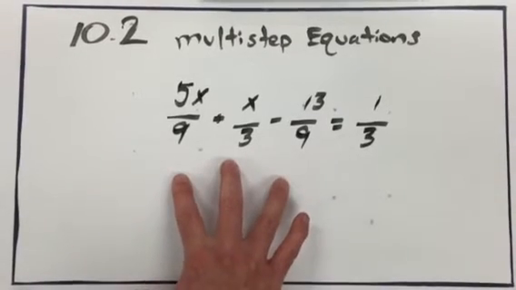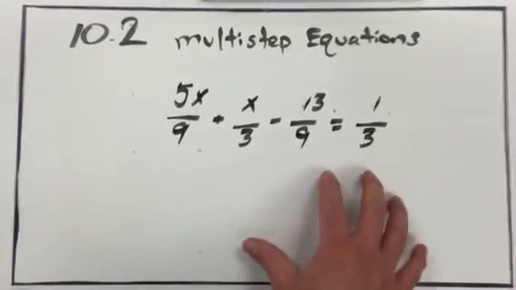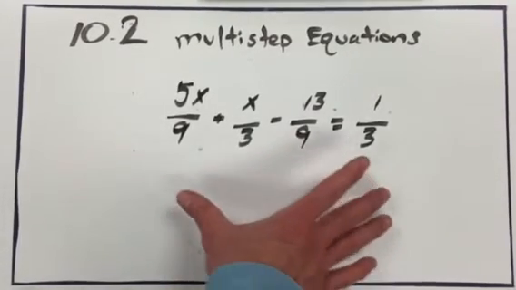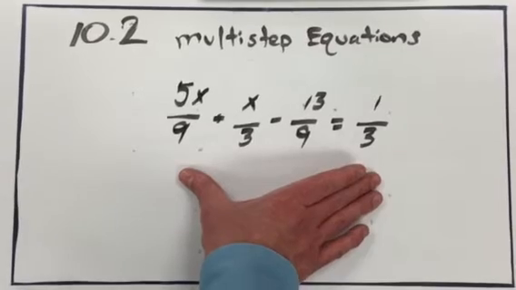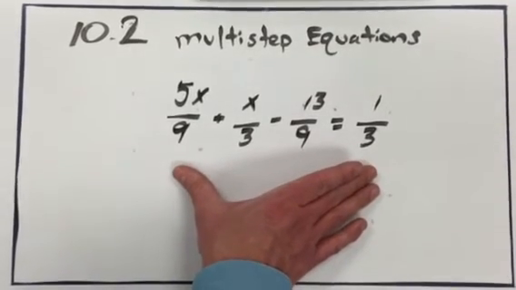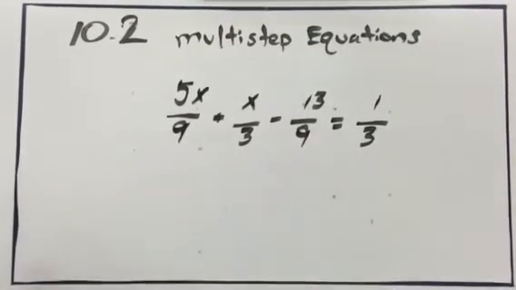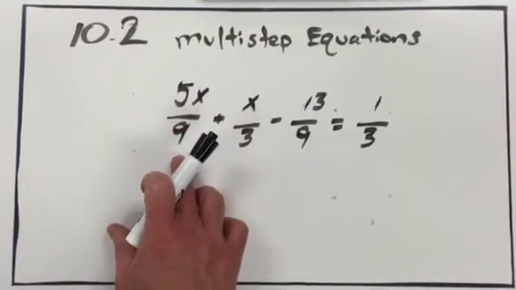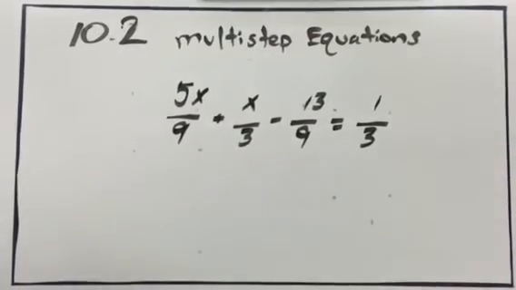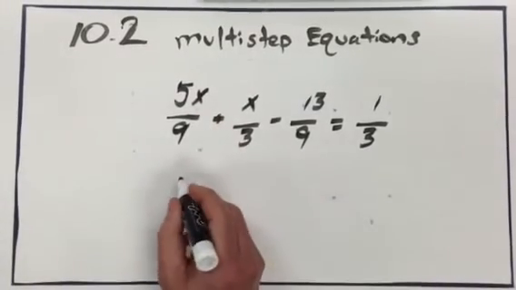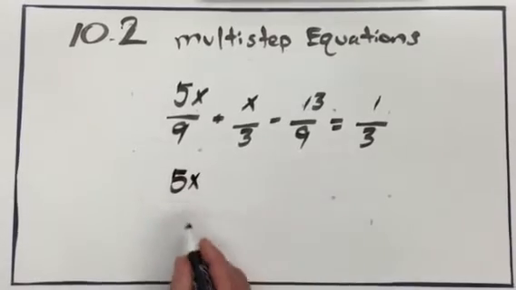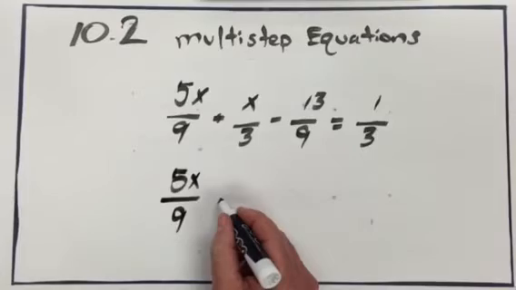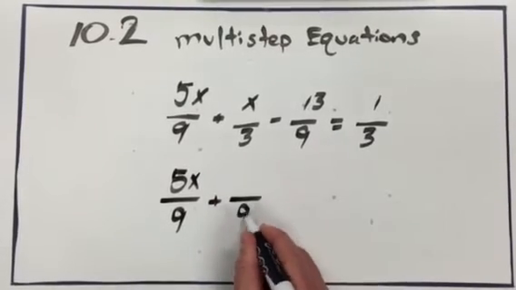But we can change this so the denominators are the same. So we're finding a common denominator. And it may already pop out to you that the common denominator for this will be 9. So every fraction that already has a 9 for the denominator, we don't have to change. This stays as 5x over 9. We need to change this to be over 9.